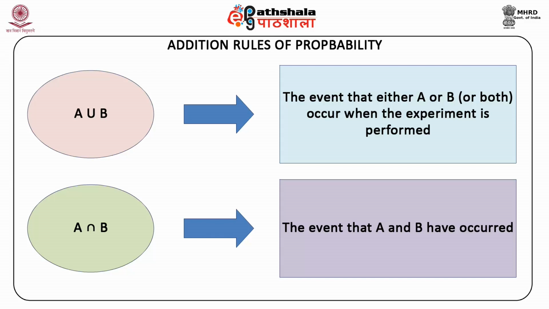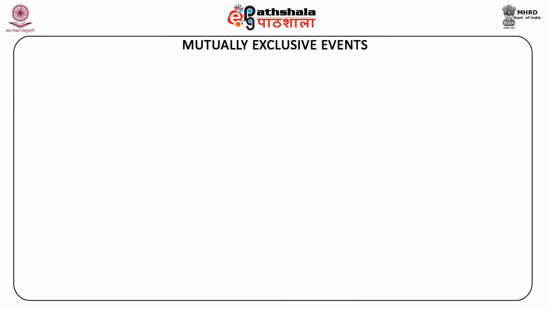Thus, in the set theoretic notation, the union of events A and B is written as A union B, and the intersection or product of two events A and B is written as A intersection B. Moving on to the mutually exclusive events.